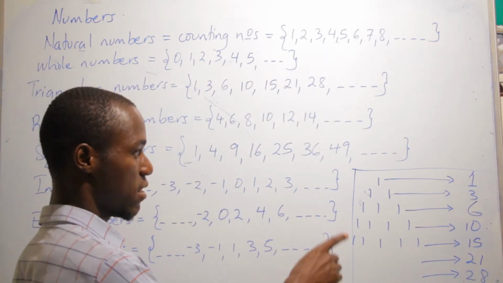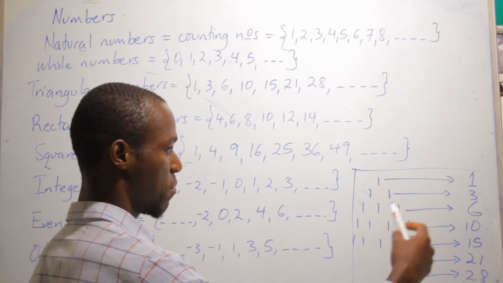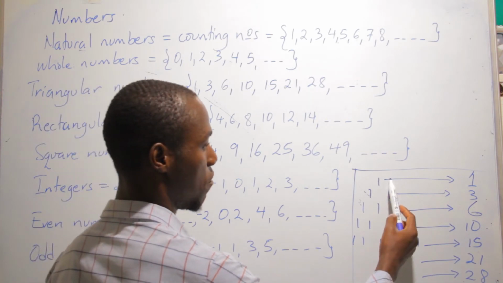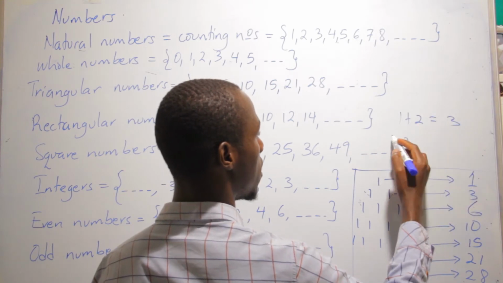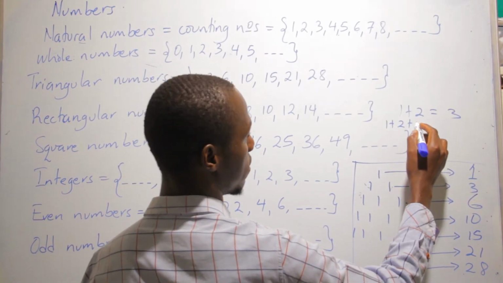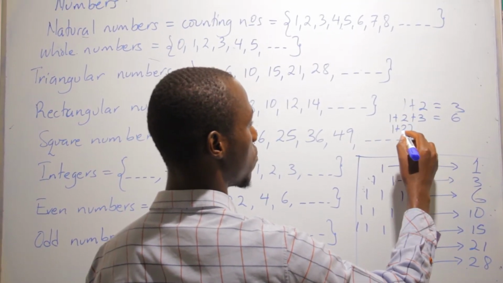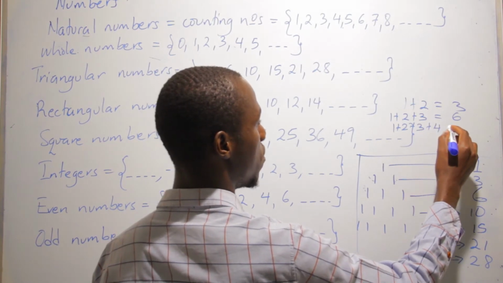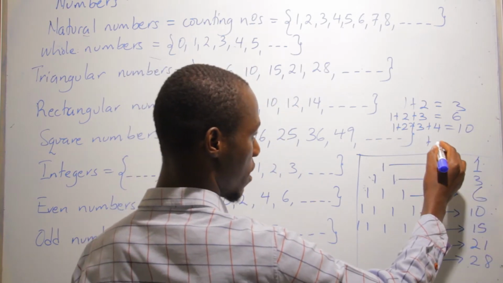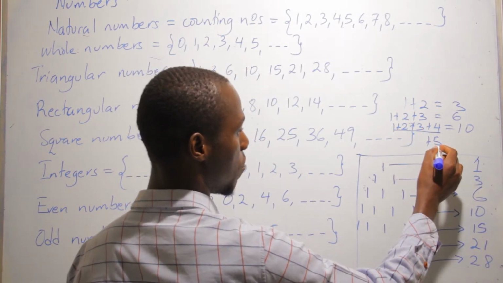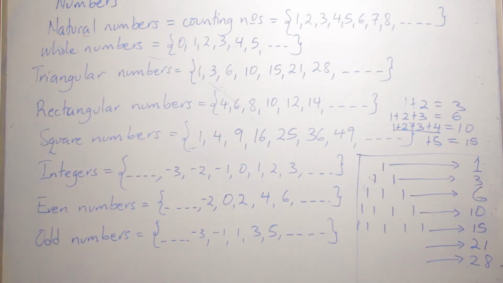To get these triangular numbers, we keep adding the counting numbers. So the first one was 1. Then when you add 1 to 2, you get 3. Then the next one, 1 plus 2 plus 3, you'll get 6. Then the next one, 1 plus 2 plus 3 plus 4, you'll be able to get 10. So the next one, we shall add all these plus 5 to get 15, and so on and so forth.